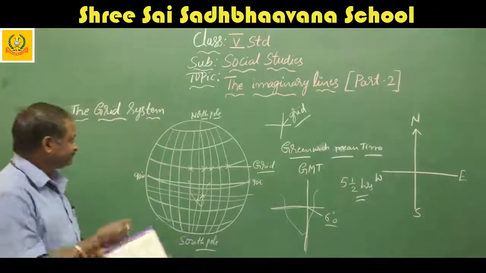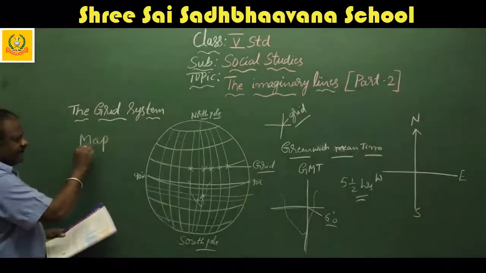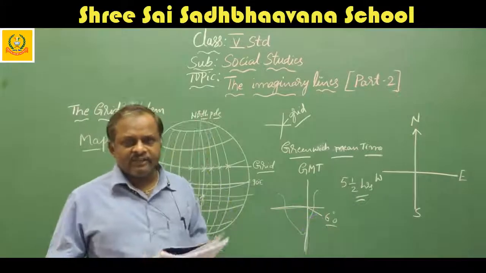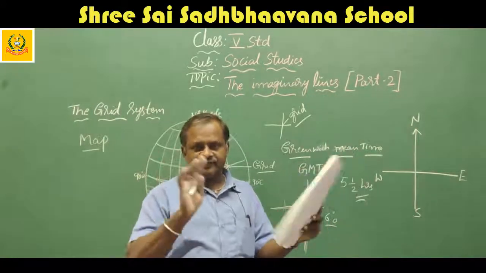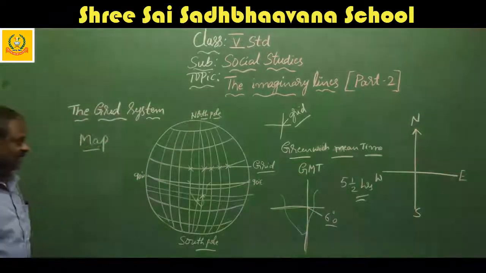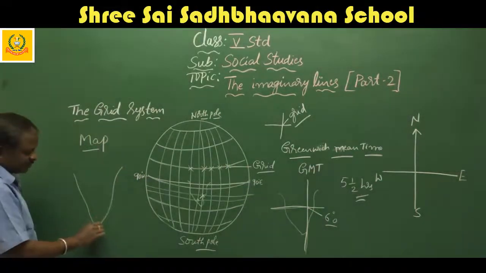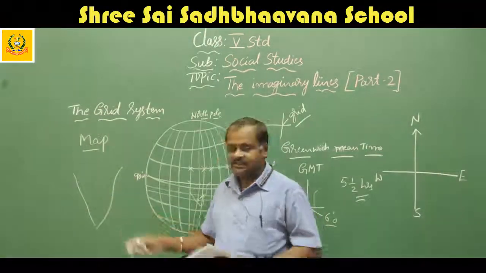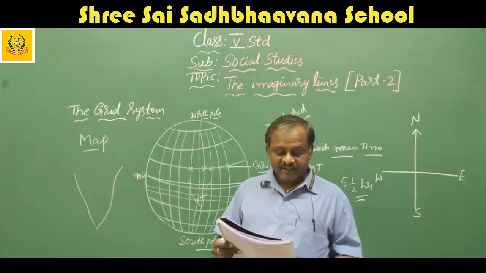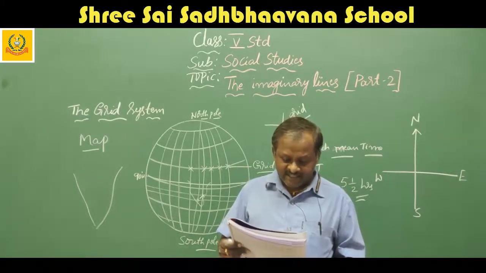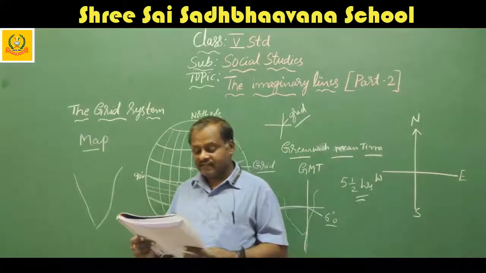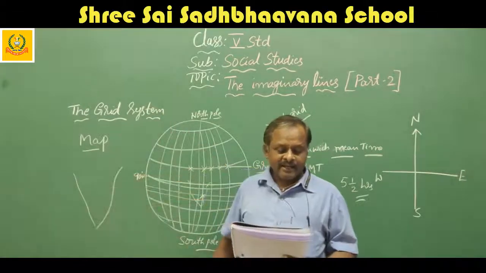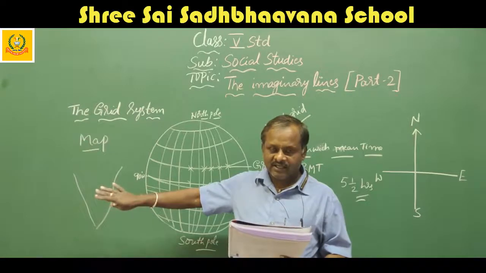What is a map? A map is a visual representation of Earth on a flat surface. You know very well, a globe is a round, solid surface, but when you draw it on a paper or on the board, that is called a map. A map is a visual representation of Earth on a flat surface, that means on the flat surface we are representing the globe or the Earth.